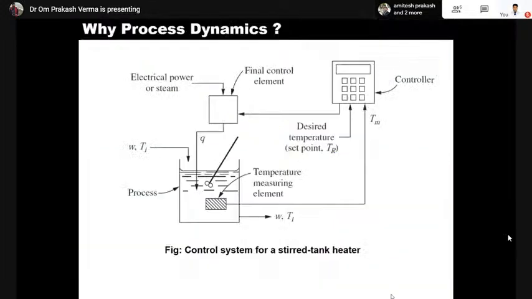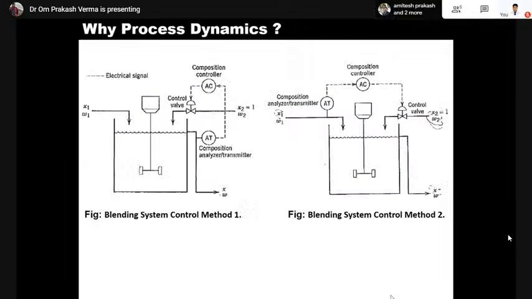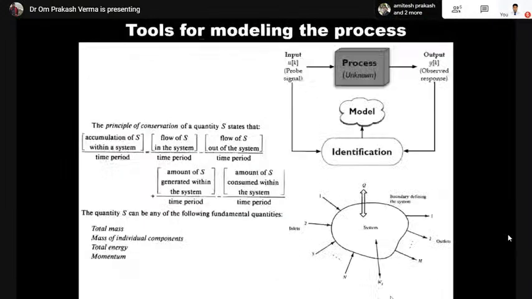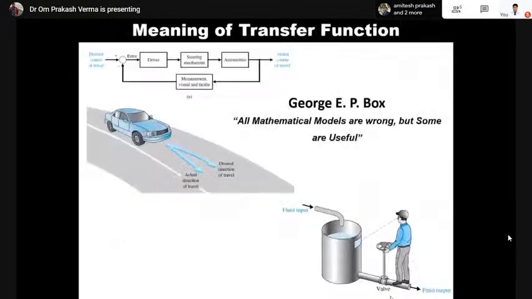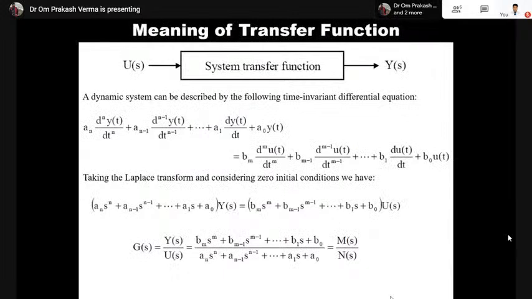In the last two days, we have covered how a process model is developed, and what different types of models we have, such as linear, non-linear, lumped, and distributed. We have already studied different types of problems. Also, we have seen case studies and how the model is developed. We have already understood these things.